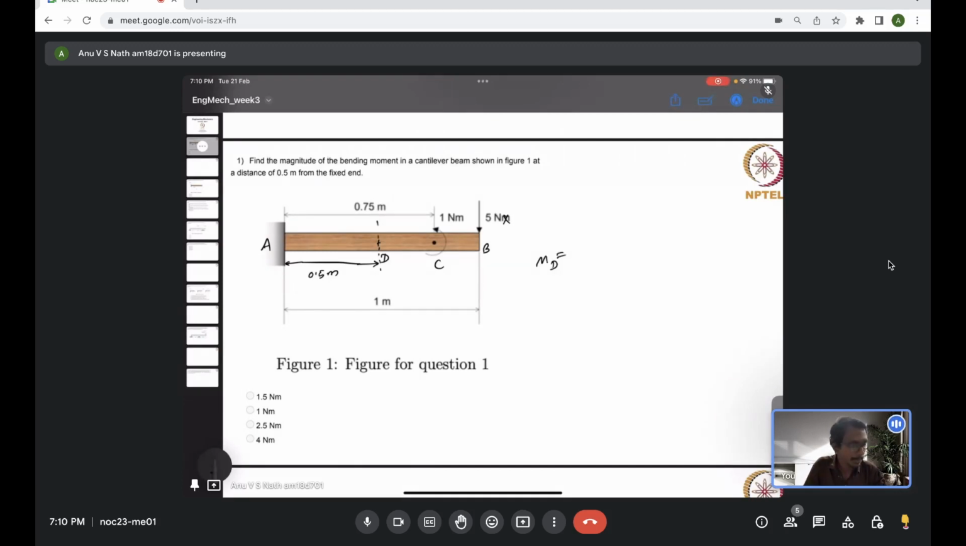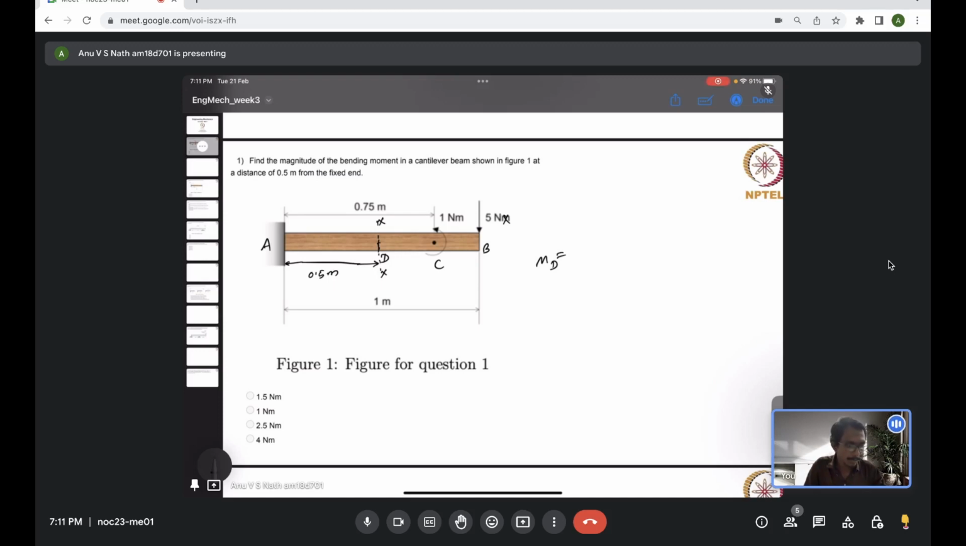So consider a section, let's say XX, which is passing through the point D. We have to either take the moment caused by all the forces and torques on the right side, or we can consider the moment caused by all the forces and the torques on the left side of the section XX, which is passing through the point D. They will be equal and opposite in sign, but because we only want the magnitude, it doesn't matter. So basically we are evaluating the bending moment at the section XX, which is passing through the point D.